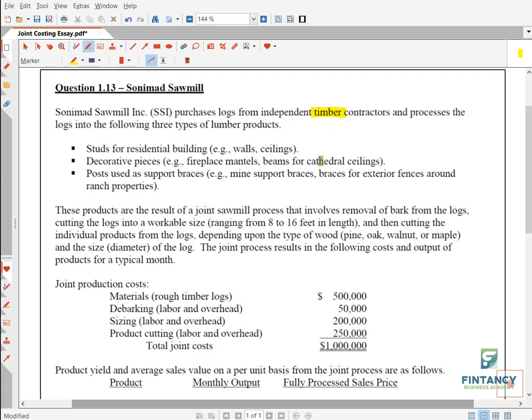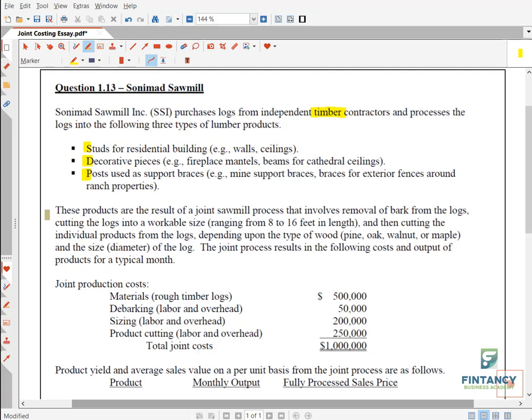Anyways, we are not going to see the question from that perspective. So whatever they are making, you don't worry in the exam about what is timber, what is log. There is a product, and it processes the logs into the following three types of lumber products. Number one is called S. We don't want to go into details. Number two is called D. Number three is called P.